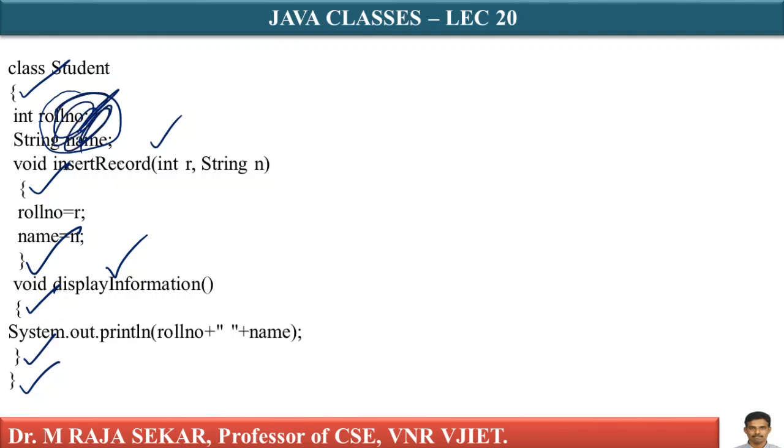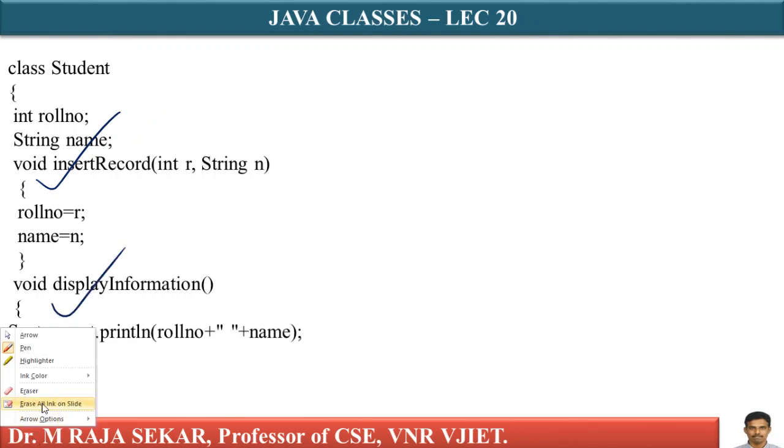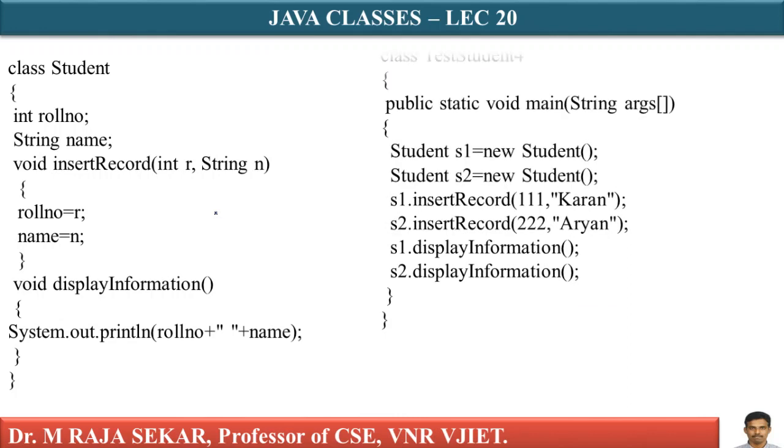These are two variables. What are the two variables? One variable is rollNumber and another variable is name. And I have two methods. What are those two methods? void insertRecord is one method. void displayInformation is another method. Yes, now I have a class.